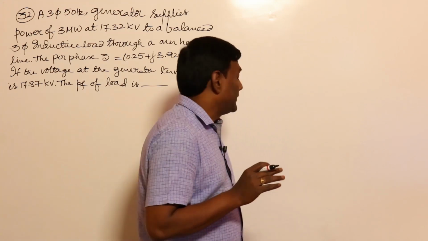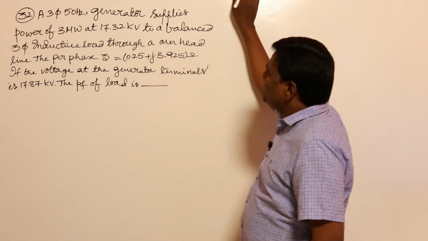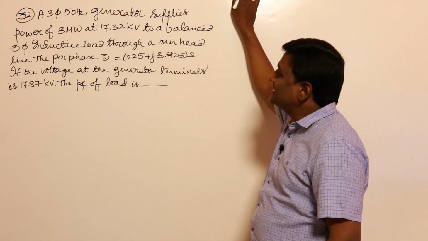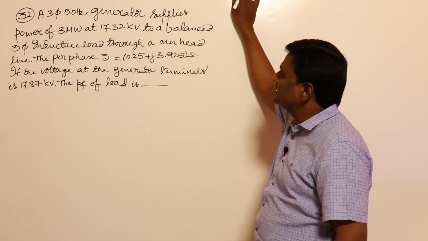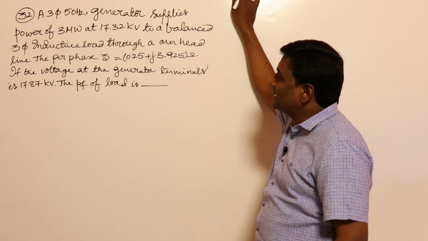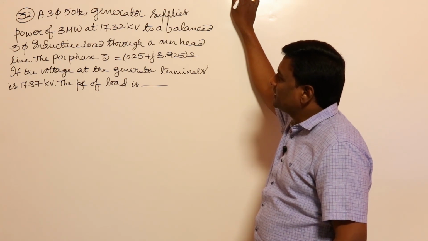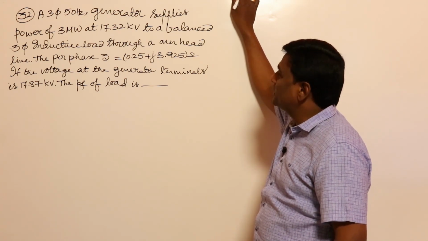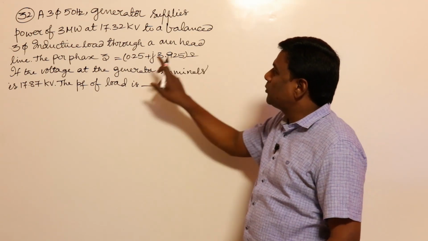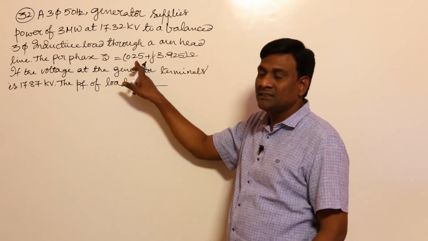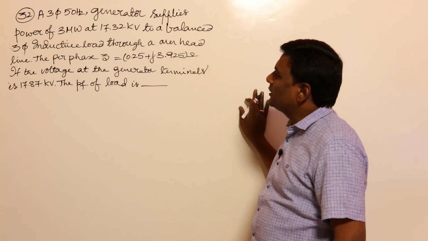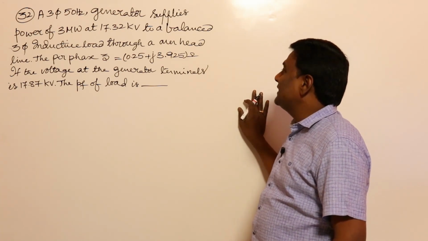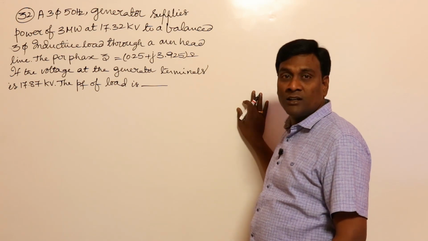Okay, let us read. A 3-phase 50 Hz generator supplies power of 3 megawatt at 17.32 kV to a balanced 3-phase inductive load through an overhead line. The per phase total impedance is 0.25 plus j3.925. So 0.25 is the resistance and the reactance is 3.925 ohms per phase. If the voltage at the generator terminals is given, the power factor of the load is?